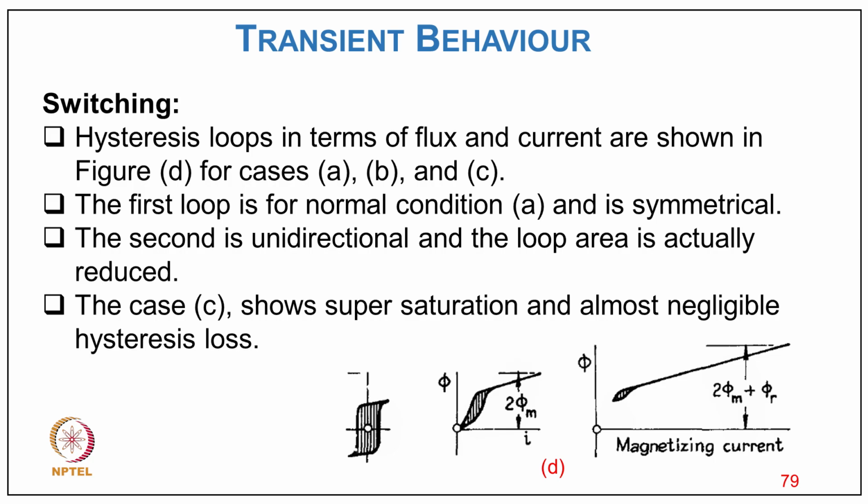So as you can see, it really goes to the magnetization characteristic of the typical core. Normally it is like a BH curve, and it goes with the excessive saturation to phi m, and further to phi m plus phi r, and you can see what kind of magnetizing current it will need compared with the initial normal condition of the BH curve. So hysteresis loops in terms of flux and current are shown in figure D for cases A, B and C. The first loop is the normal condition and is symmetrical. The second is unidirectional and the loop area is actually reduced. And then in case C, supersaturation gives almost negligible hysteresis loss.